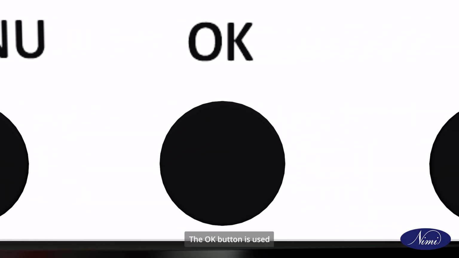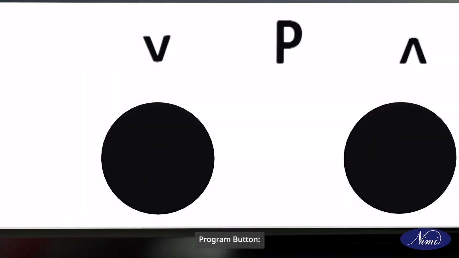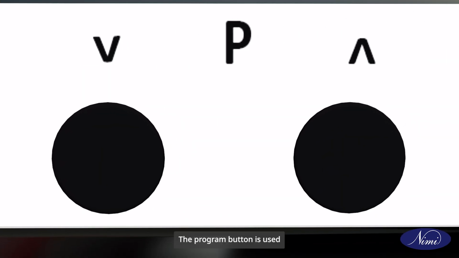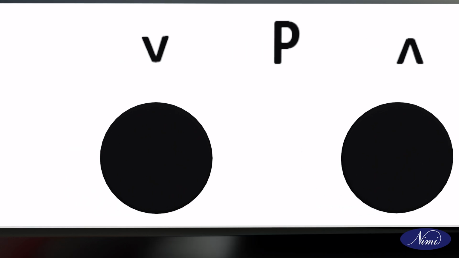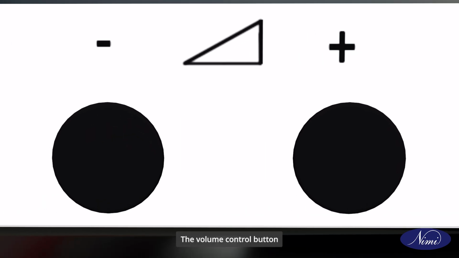OK button. The OK button is used to confirm selections. Program button. The program button is used to navigate through different channels or programs. Volume control button. The volume control button adjusts the sound level.